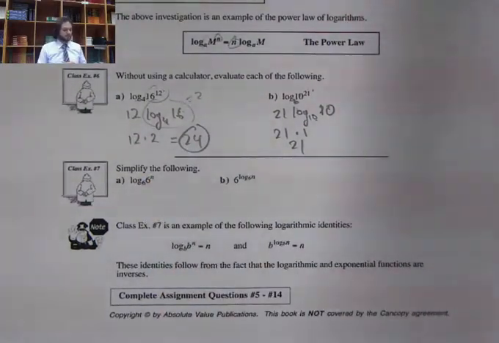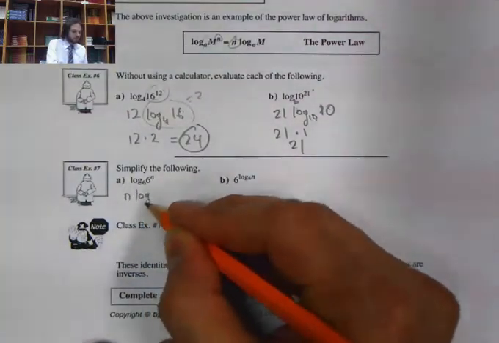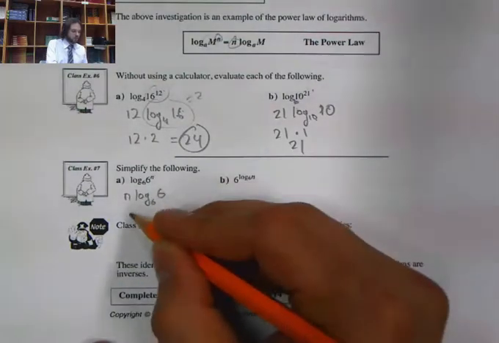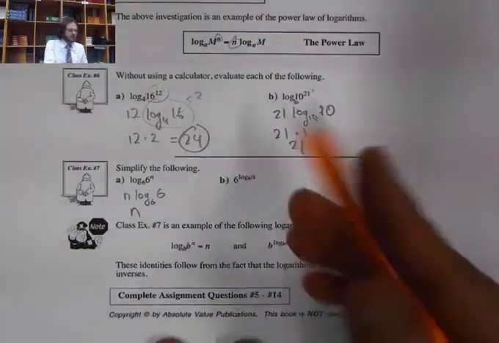Simplify the following. Well, this is the same as n times log 6 of 6, which is 1, which is n. Nice. But we've done that before. We already did something like this, just a little bit more complicated, but this makes it nicer, using the power law to simplify. Let's try this next one.